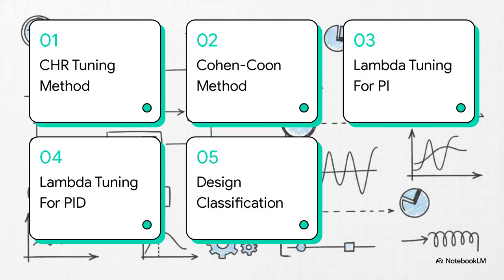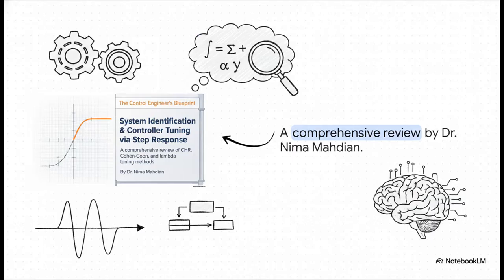Here is our agenda for today. We'll be covering: 1. The CHR tuning method, 2. The Cohen-Coon method, 3. Lambda tuning for PI, 4. Lambda tuning for PID, and finally, 5. Classifying controller design methods.